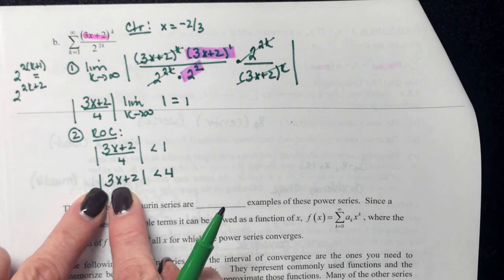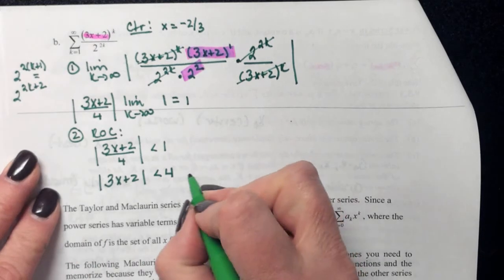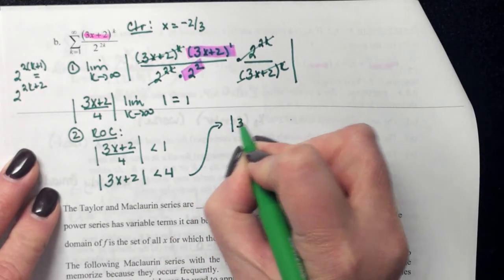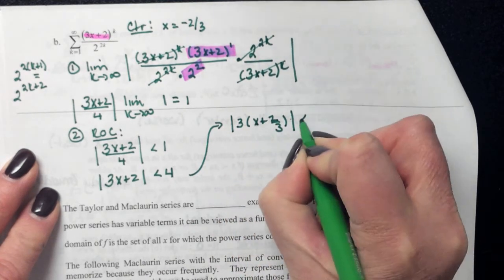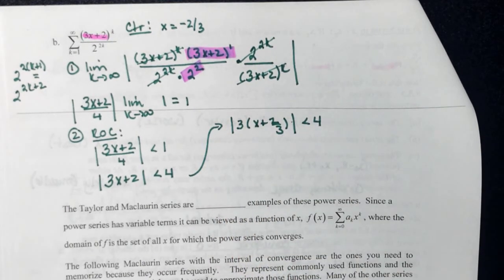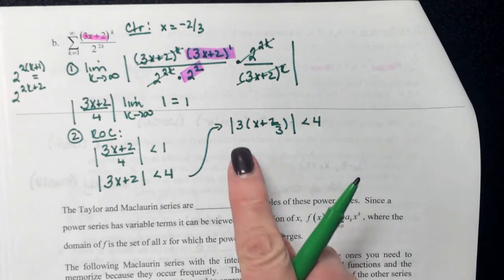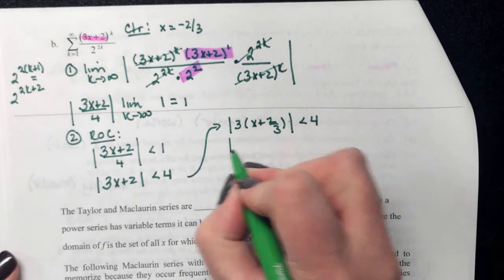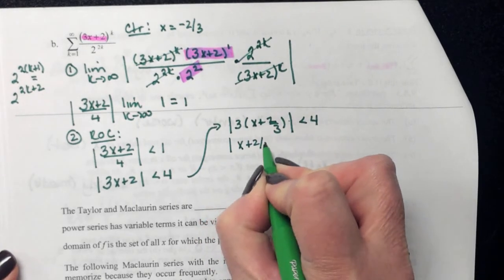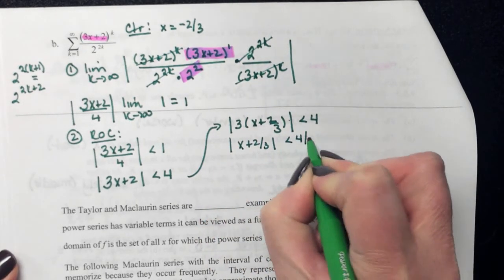So what I'm going to do is factor out the 3. So I have the absolute value of 3 times x plus 2/3 less than 4, because you need to have what's inside the absolute value, you need to have that coefficient of x be a positive 1. Now what can I divide both sides by? I can divide both sides by a 3. So I have x plus 2/3 is less than 4/3.